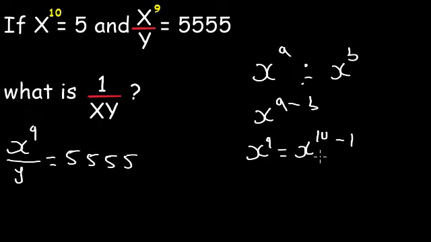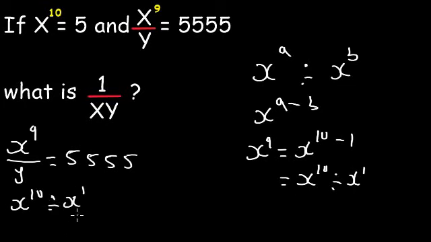And if that's the case, I can distribute the base, which implies that this will become x raised to the power of 10 divided by x raised to the power of 1. So what I'm going to do right now is just replace x raised to the power of 9 with x raised to the power of 10 divided by x raised to the power of 1. Right now I can have x raised to the power of 10 divided by x raised to the power of 1, all divided by y, equal to 5,555.